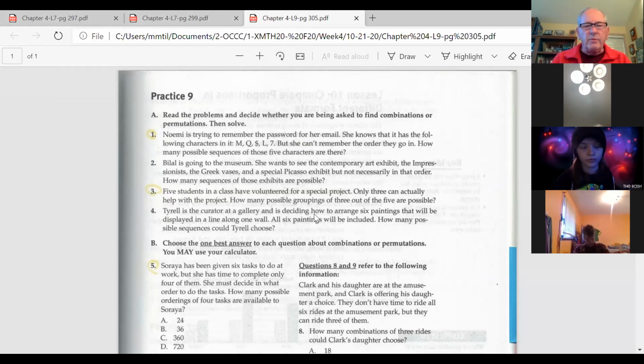You start out with 5, so it's 1 over 5 times 1 over 4 times 1 over 3, or 5 times 4 times 3, because you're trying to get the total possible groupings. So the answer should be 60 in the back. Oh, I got the answer as 10. How'd you get 10?